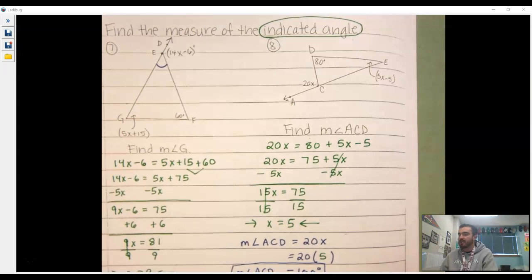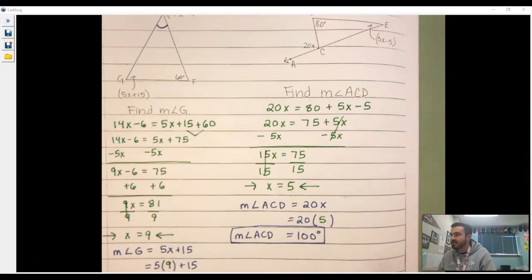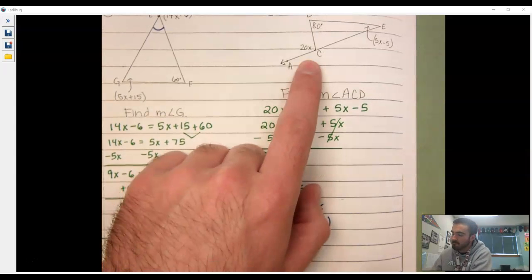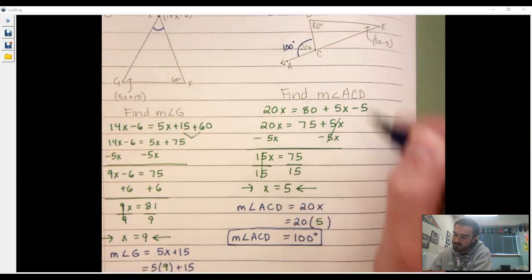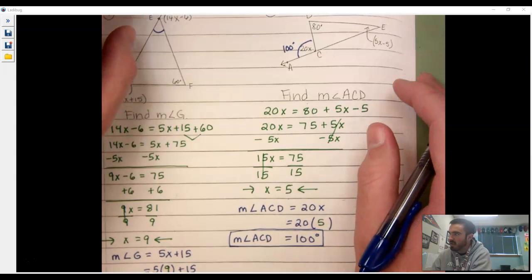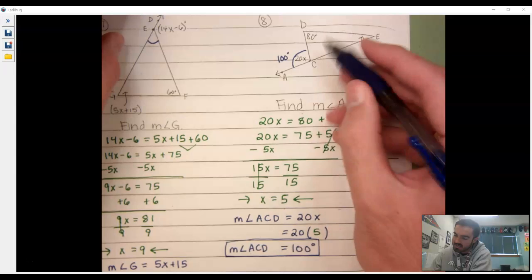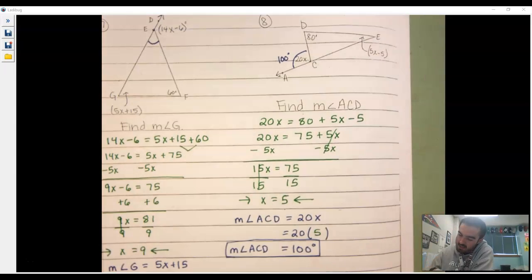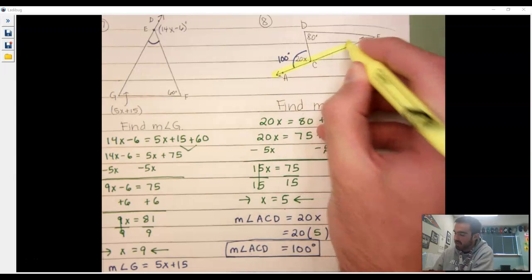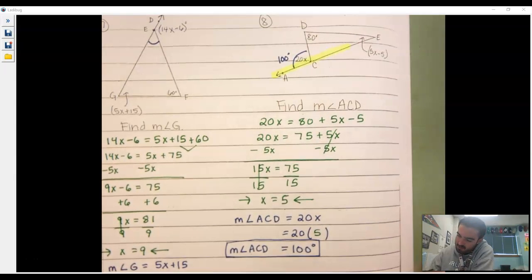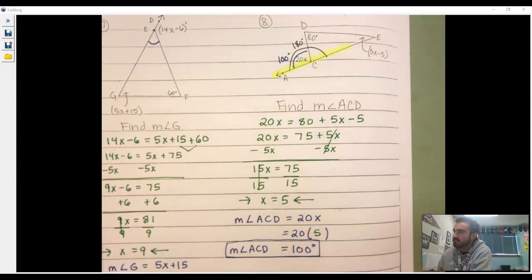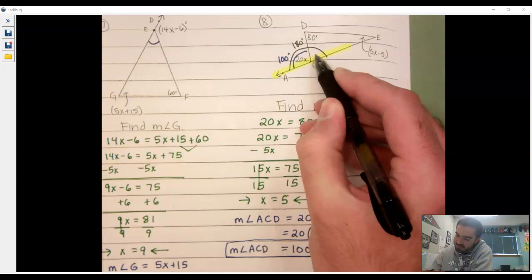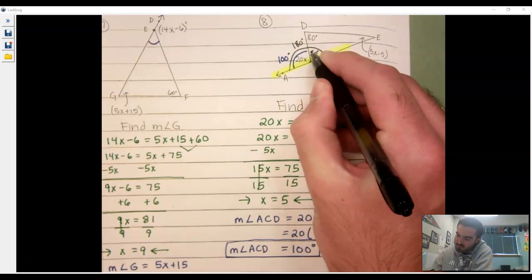So let's talk about how we could maybe check our work here. The measure of ACD is 100 degrees. So if you look here, ACD, we just found out, is 100 degrees. Alright? So if we know that ACD and DCE both lie on a straight line, that means that this whole thing adds up to 180 degrees. Alright? So if this side's 100, this side's got to be 80 degrees.